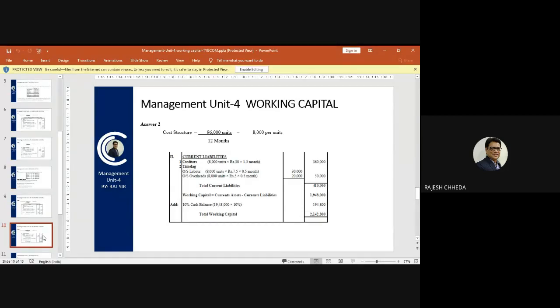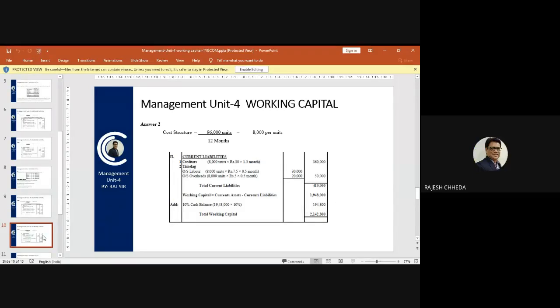current liabilities. The first current liability in this question is creditors. The calculation for creditors is 1.5 months, which is what the supplier will give you as credit, and the raw material price is rupees 30. So 8,000 into 30 into 1.5 months, which gives me an answer of rupees 3,60,000. Are all students doing these calculations? Yes, sir.